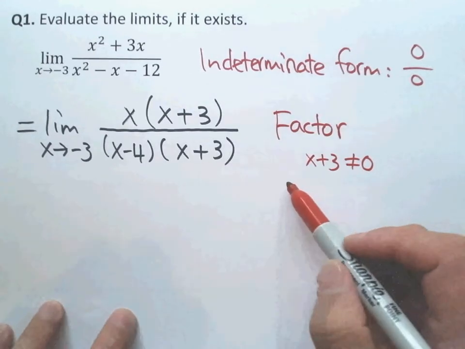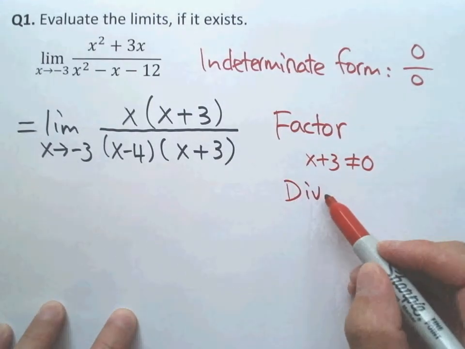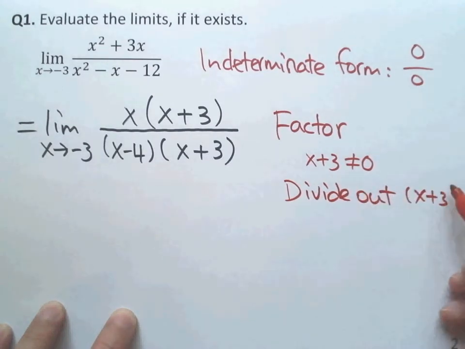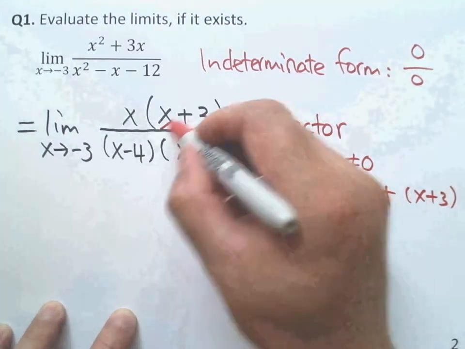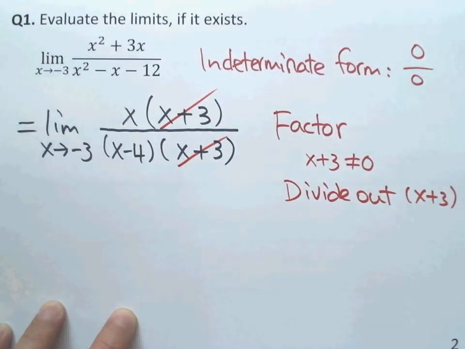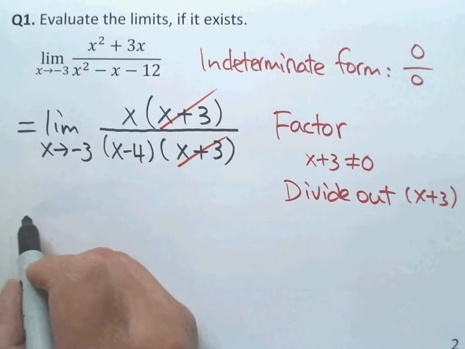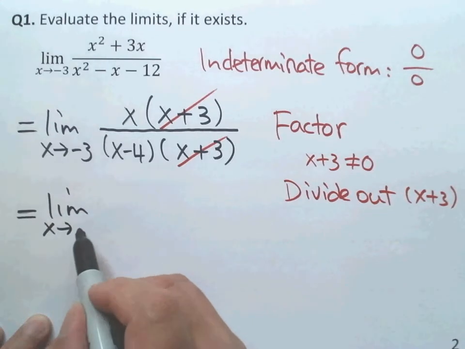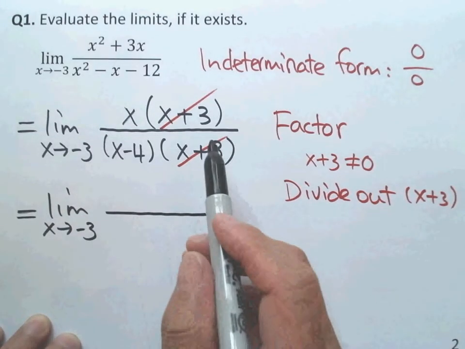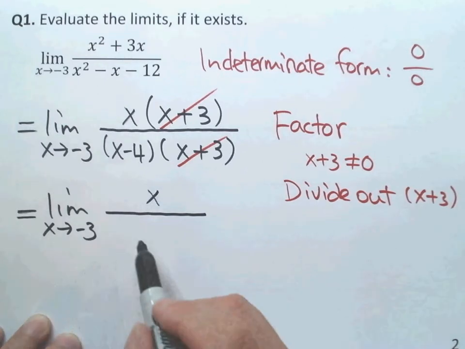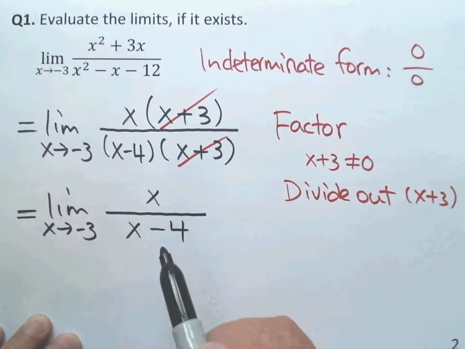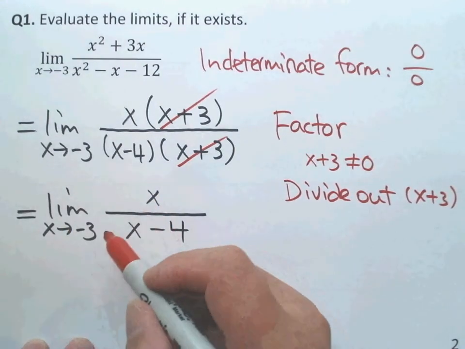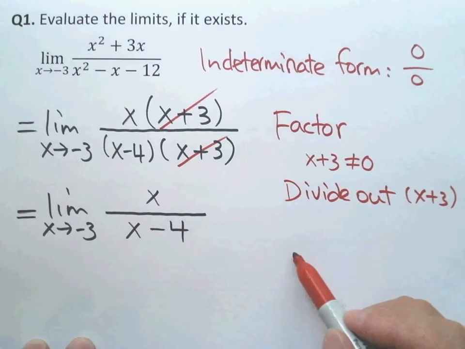Okay. So we divide out x plus 3 because it is not 0. Okay, divide it out. See what do we get? I get this: the limit as x approaches negative 3. Now, much easier. Only x left on the top, only x minus 4 left on the bottom. Now what to do? We can directly substitute, right? This is a rational function. We can directly substitute.